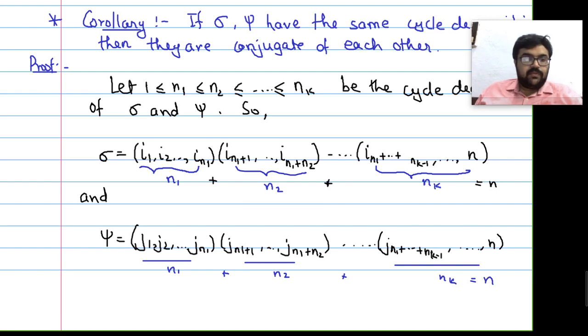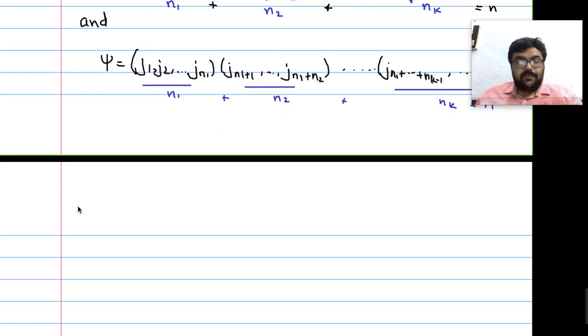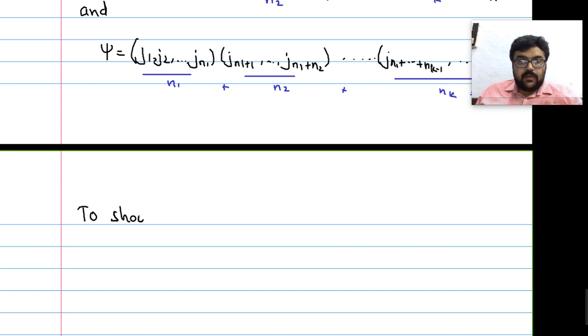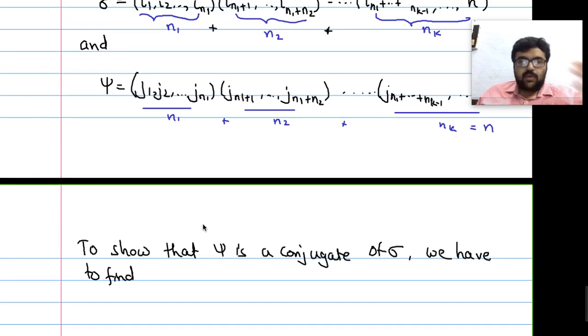If they are conjugate of each other, we must find some theta. So to show that psi is a conjugate of sigma, I'm explaining all this, but there is no need, it is very simple. I'm writing all this, whatever I am explaining, in writing, but in a proof one need not write all this. This is just the explanation part to show that they are conjugate of each other. So one is a conjugate of the other, or the other is a conjugate of the first, conjugacy is an equivalence relation, so it is symmetric.